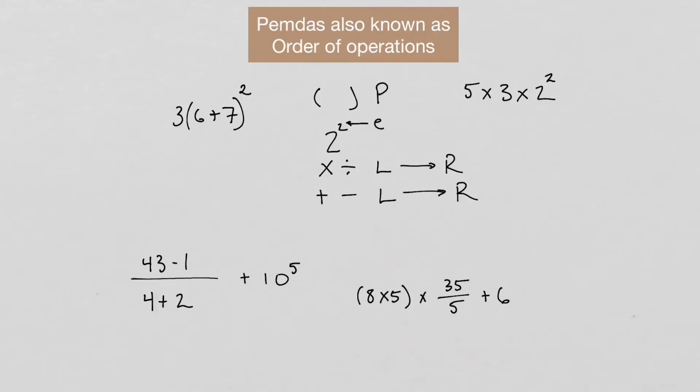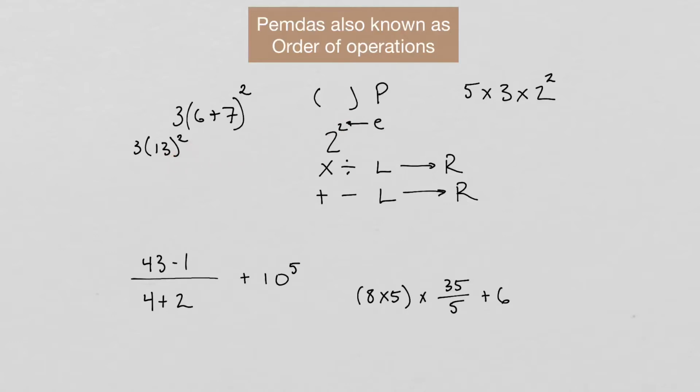So let's go ahead and start off with this one up here up top. What you see is 3 times (6 plus 7) squared. So the first thing you're going to want to do is parentheses. Okay, that's first on our list. So now we have 3 times 13 squared. Next you're going to want to do your exponents: squared, cubed, raised to the 4th power, 5th power, whatever your exponent is.